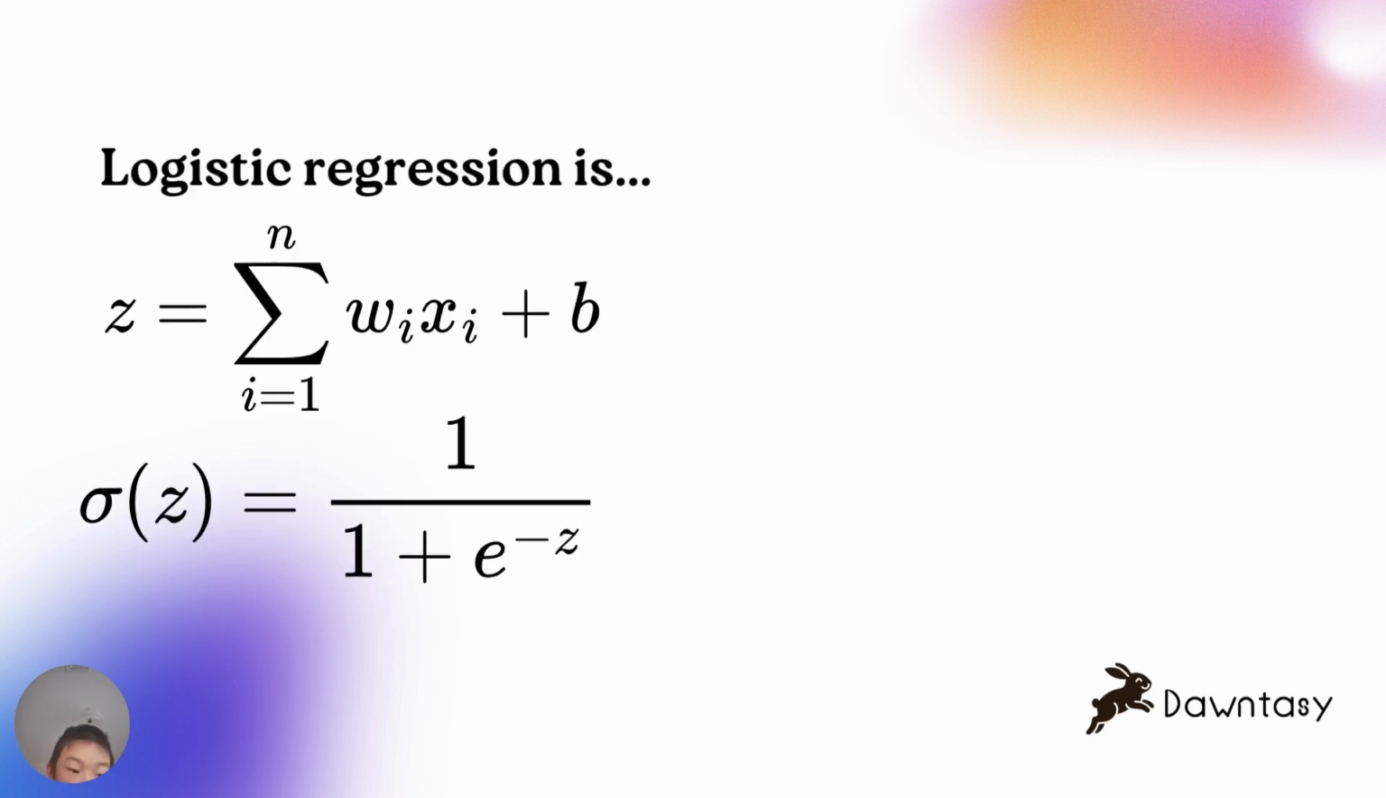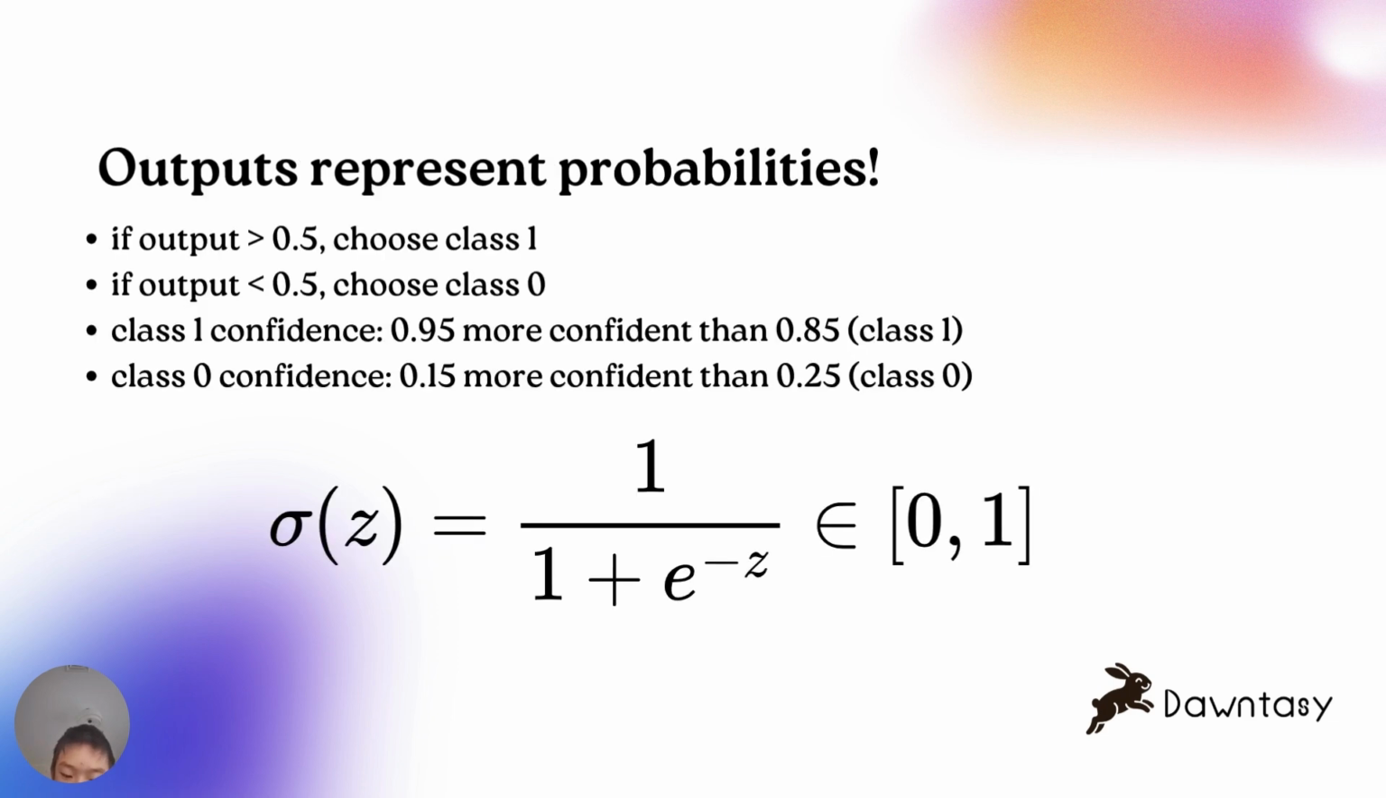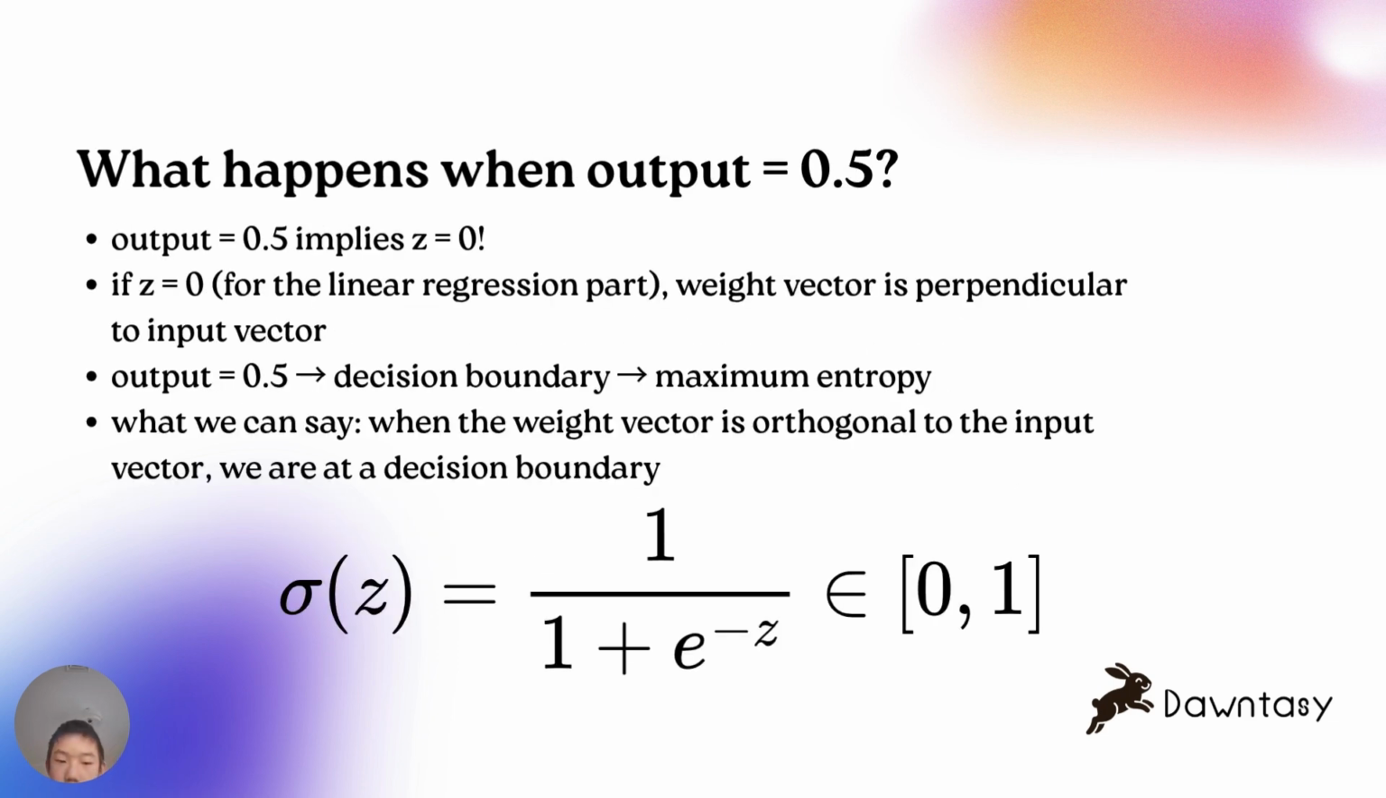And if we go back to here, if z is 0, then this linear regression part must also be 0, right? Which is basically just the dot product between the weight vector and input vector. And we're letting that be 0, as was discussed in the previous video. If the dot product is 0, then the weight vector is perpendicular to the input vector as we discussed. This means that when the weight vector is orthogonal or perpendicular to the input vector, then we are at a decision boundary, or on the fence at the very border of two decisions.